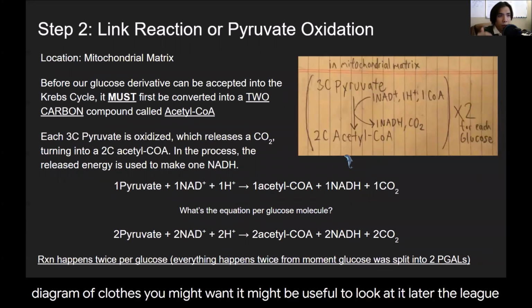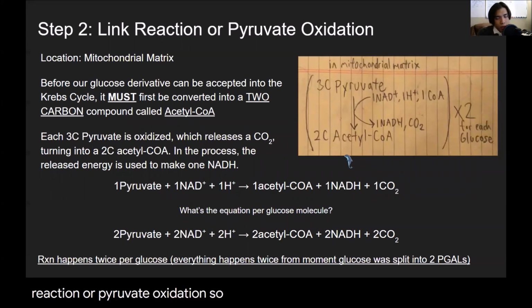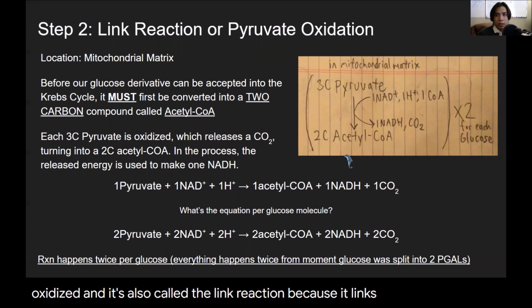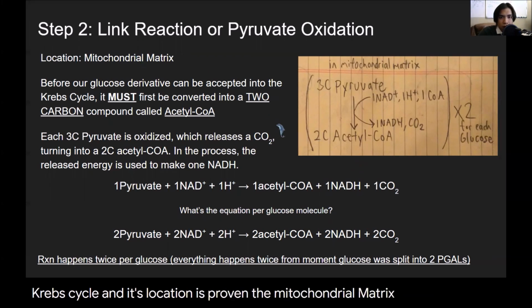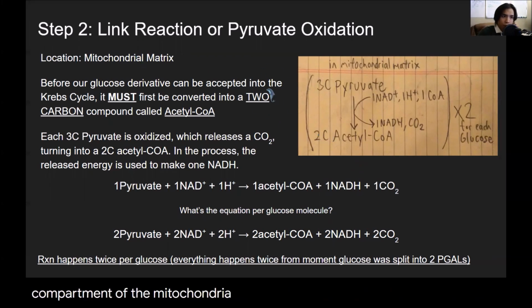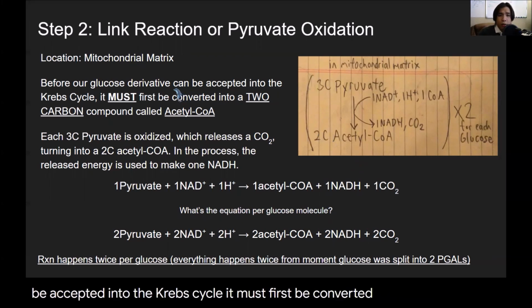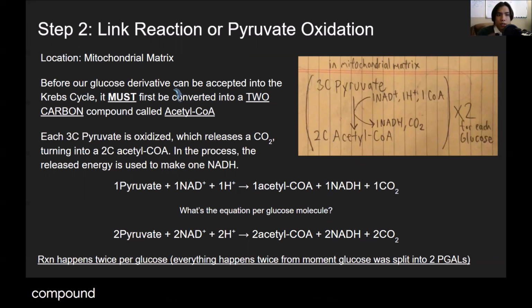The link reaction, or pyruvate oxidation. As in the title, this is the step where pyruvate is oxidized. It's also called the link reaction because it links glycolysis to the Krebs cycle. Its location is within the mitochondrial matrix, the very inner compartment of the mitochondria. Before our glucose derivative, pyruvate, can be accepted into the Krebs cycle, it must first be converted into a 2-carbon compound called acetyl-CoA. Each 3-carbon pyruvate is oxidized.